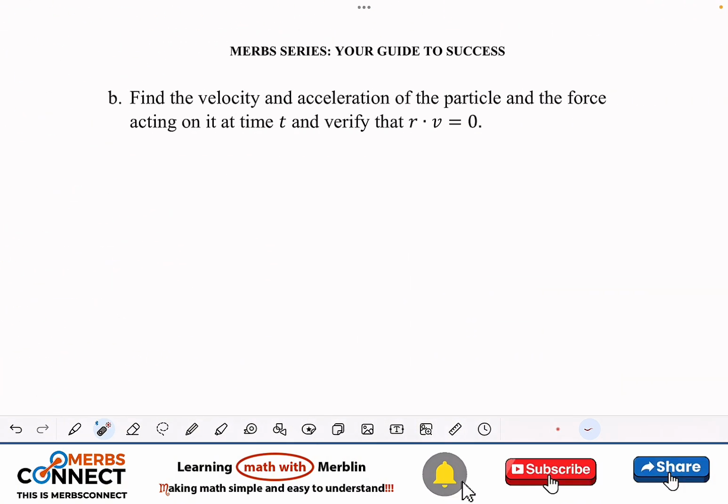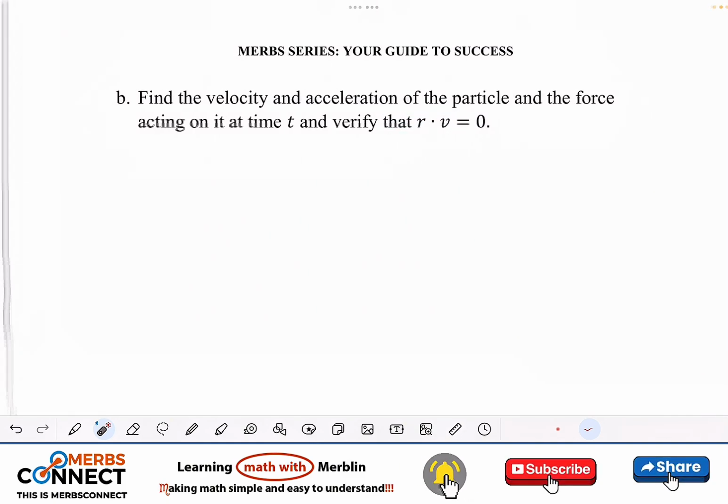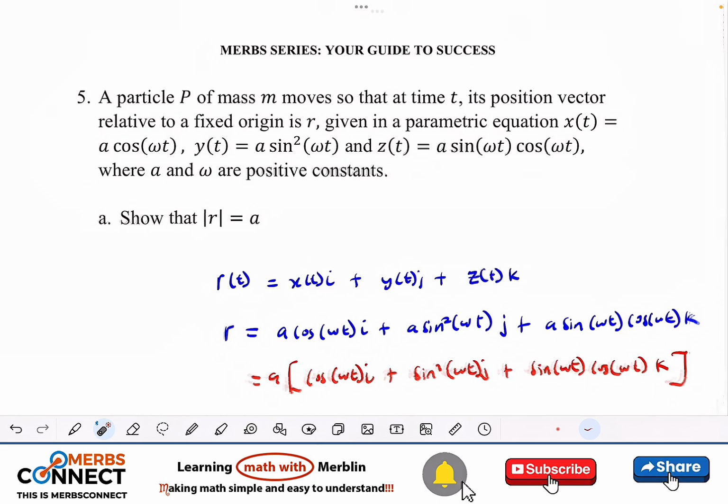Let's do the last question, and then we are done here. Now, here it is saying that we should find the velocity and the acceleration. And when we are done, when you multiply these two, we should be getting 0. So let's find out if it's true.